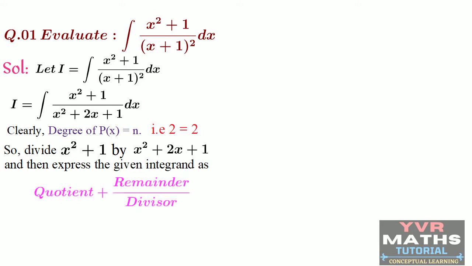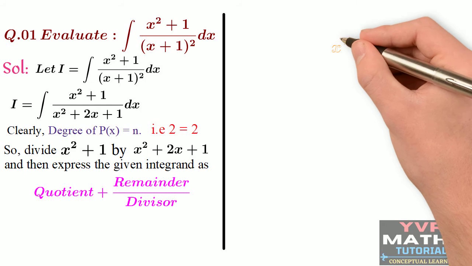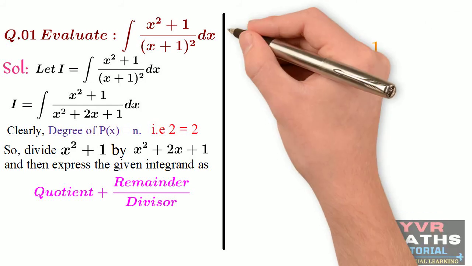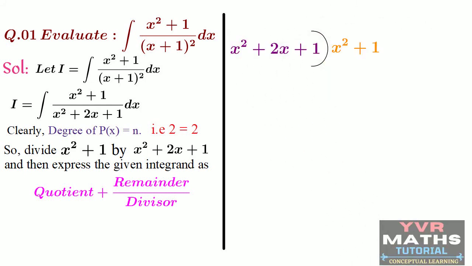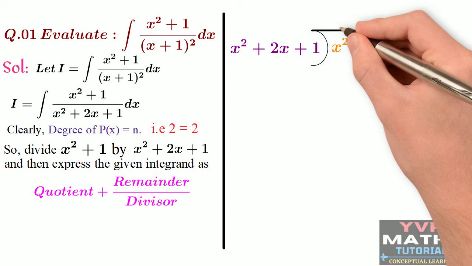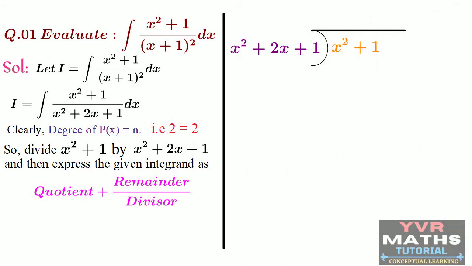Now we will divide x square plus 1 with x square plus 2x plus 1. See here, the numerator part is x square plus 1 and the divisor is x square plus 2x plus 1. So by using the long division method, to get x square, with which term do you have to multiply the divisor?